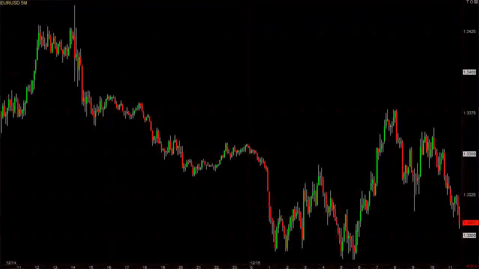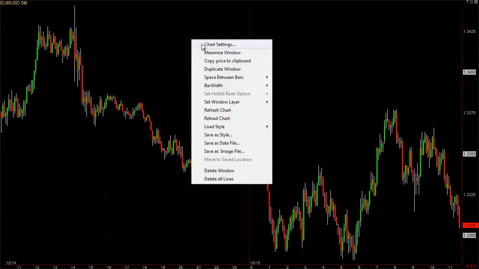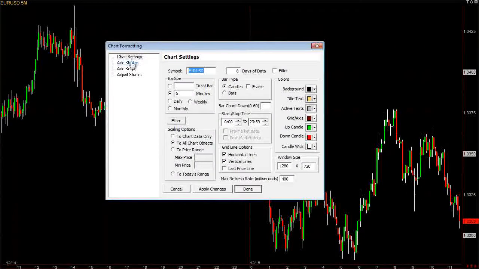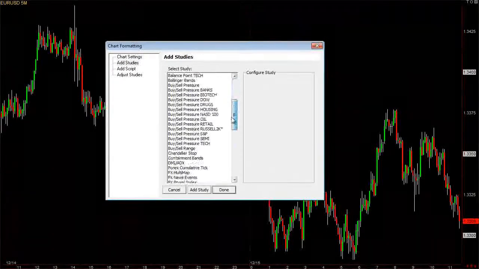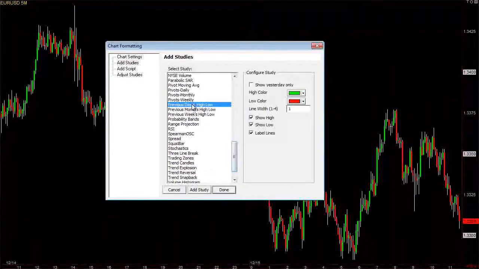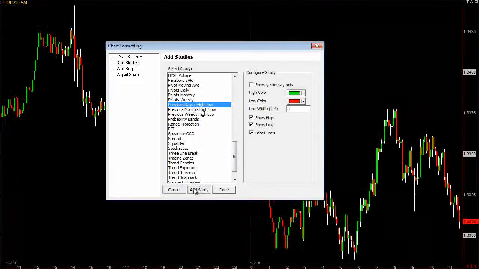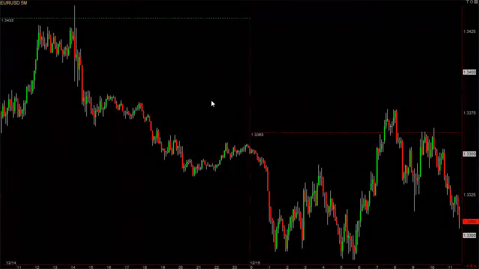This video is going to go over support resistance using the previous day's high and low. To add this to the chart, you right click, chart settings, add studies, and scroll down to previous day's high and low. This shows you on the chart where yesterday's low is.